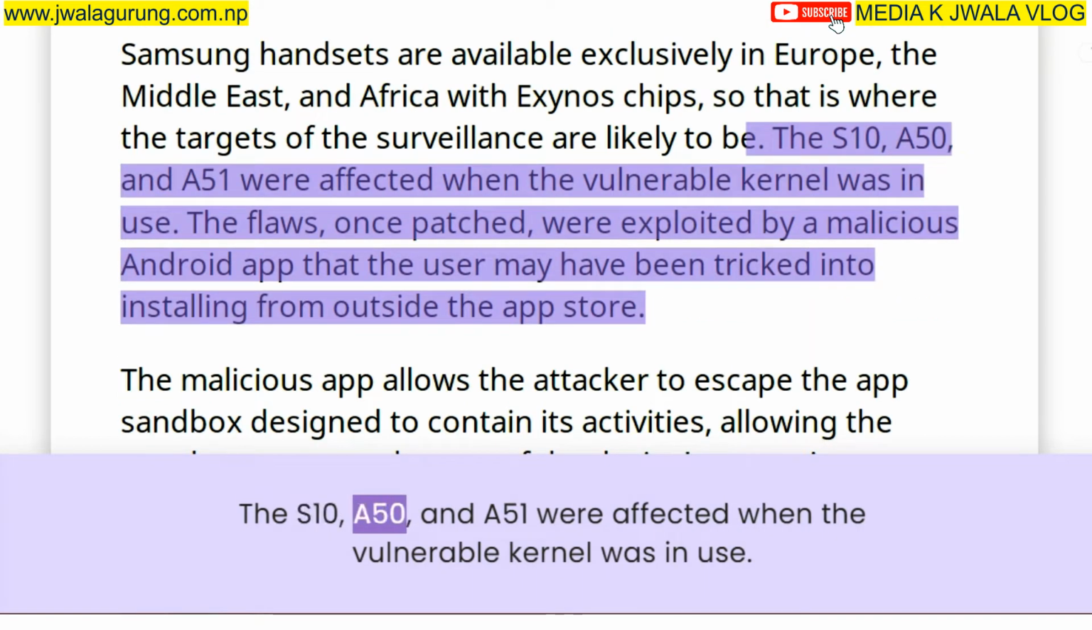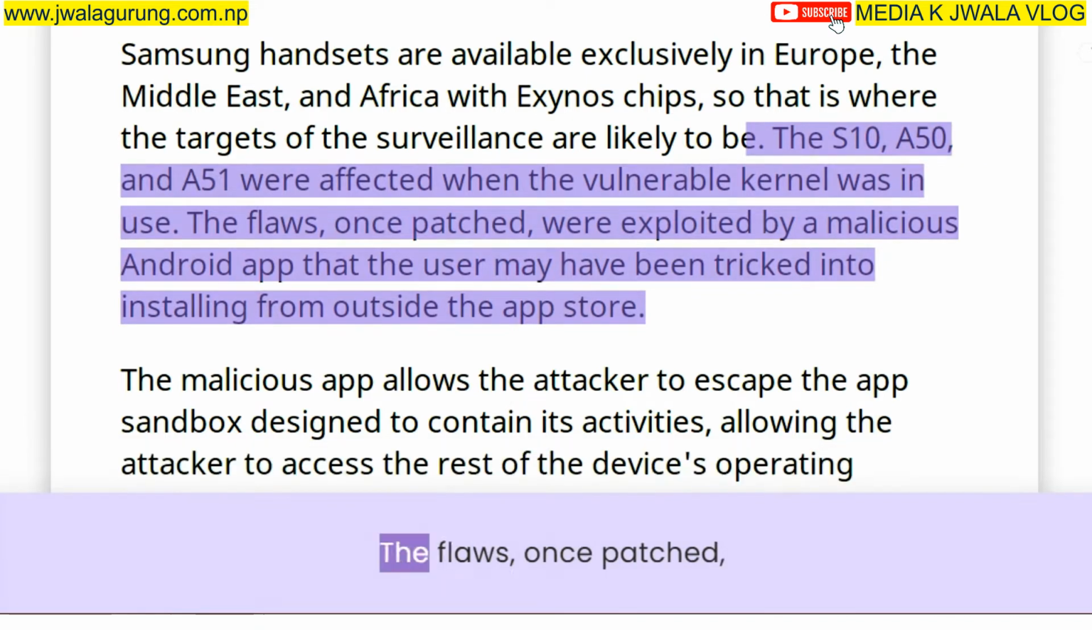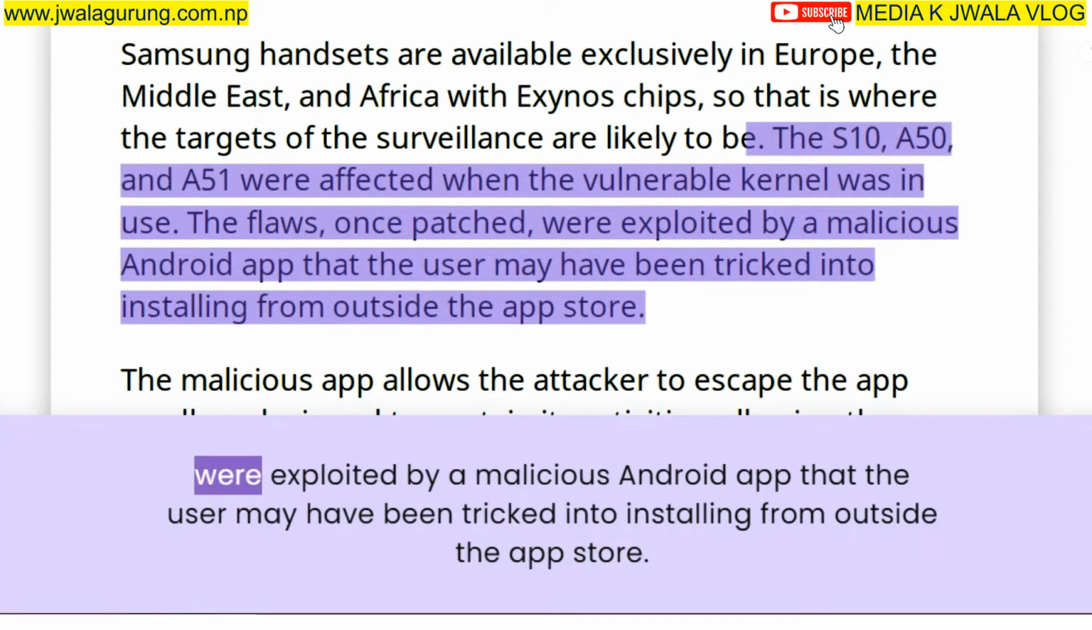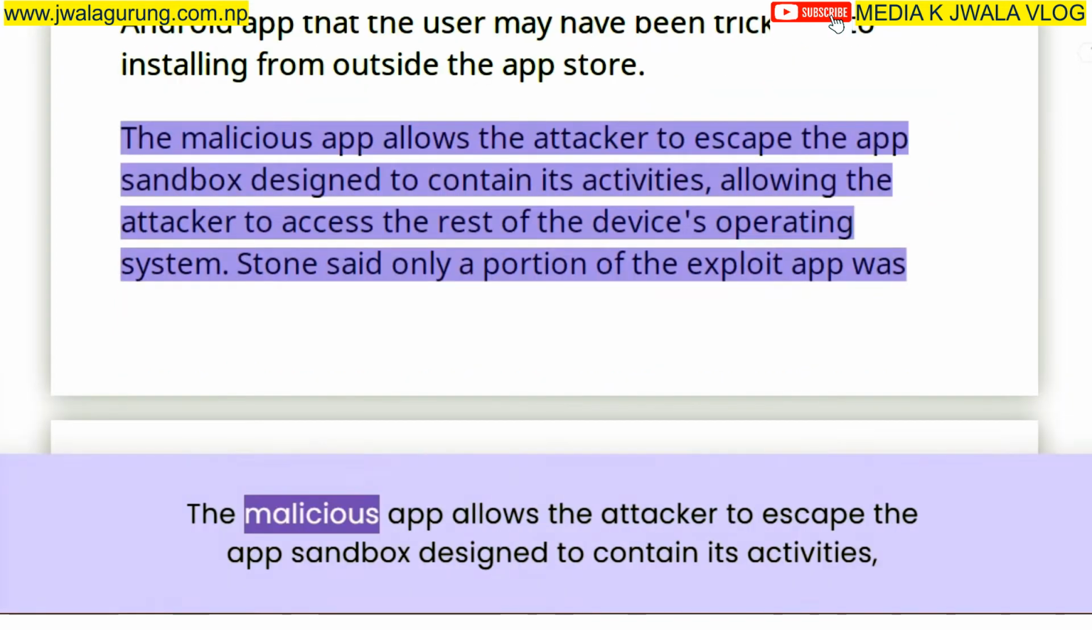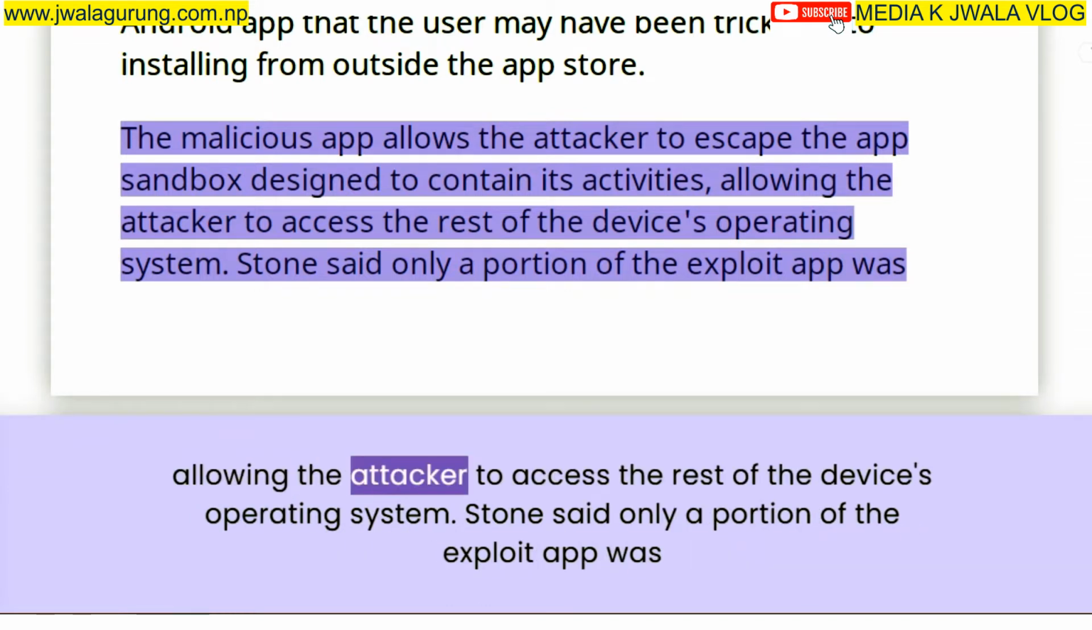The S10, A50, and A51 were affected when the vulnerable kernel was in use. The flaws, once patched, were exploited by a malicious Android app that the user may have been tricked into installing from outside the App Store. The malicious app allows the attacker to escape the app sandbox designed to contain its activities, allowing the attacker to access the rest of the device's operating system.